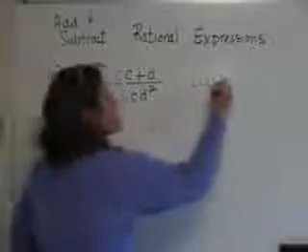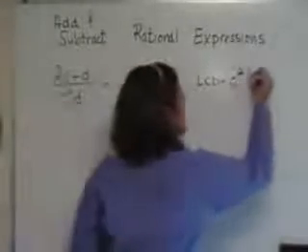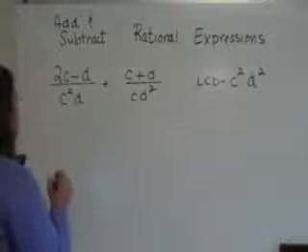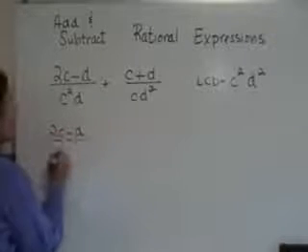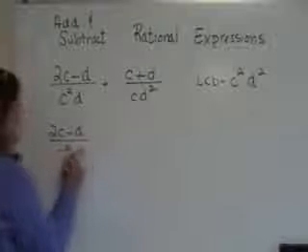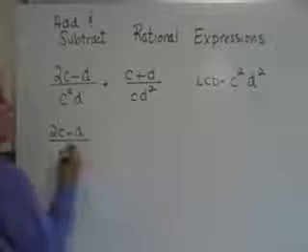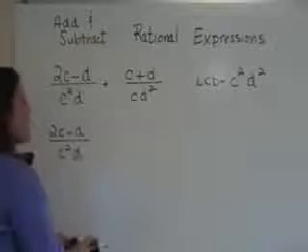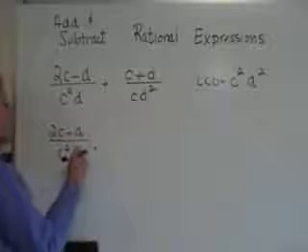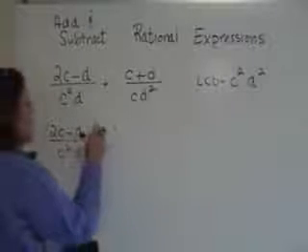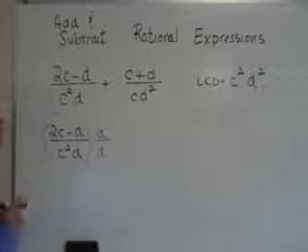So the c occurs to the 2nd power, and the d occurs to the 2nd power. That's my least common denominator. So this fraction right here, (2c minus d) over c squared d, is missing a factor of d. So I need to multiply, and I'm going to put parentheses around this so that I don't forget to multiply top and bottom, in this case, by d.